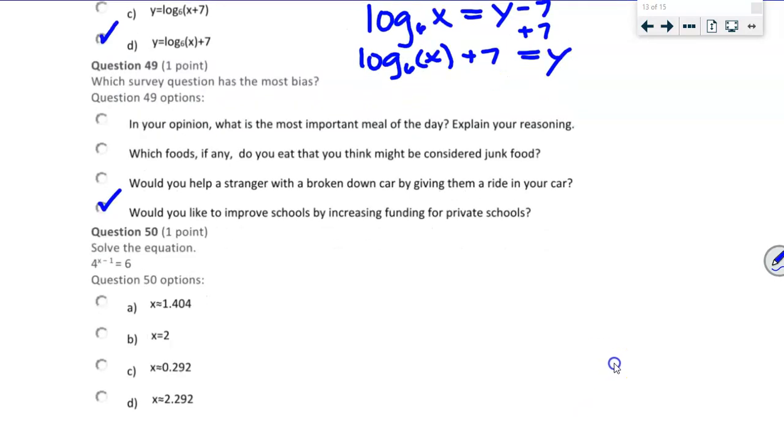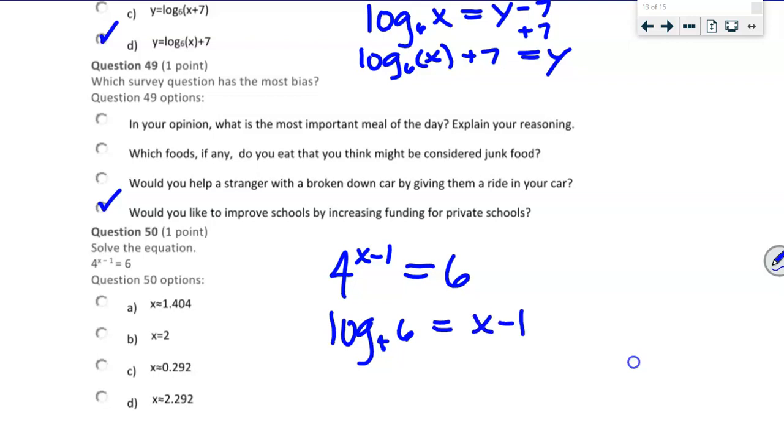Question 50 says, solve the equation. So this one's going to be 4 to the x minus 1 equals 6. So what I'm going to do with this is put this in logarithmic form. So this is going to be log base 4 of 6 equals x minus 1. I'm going to use the change of base formula. I'm going to say log of 6 divided by log of 4, and that equals x minus 1.